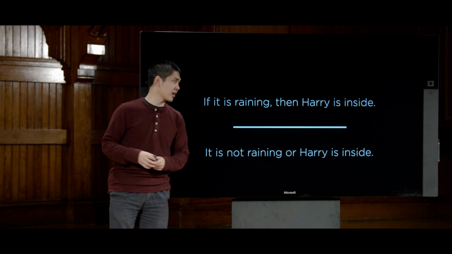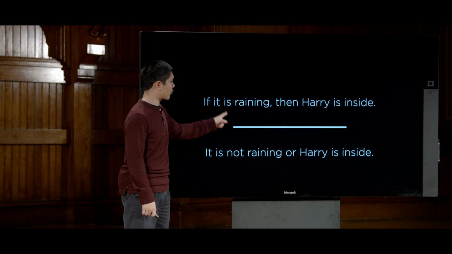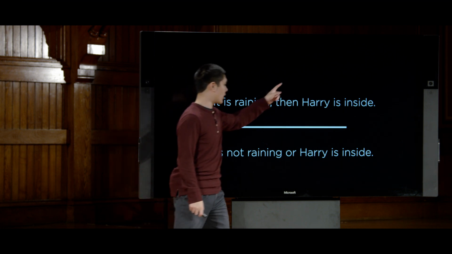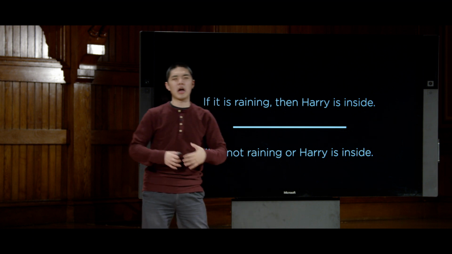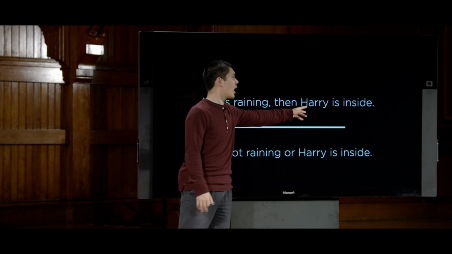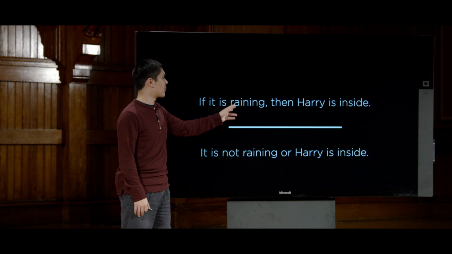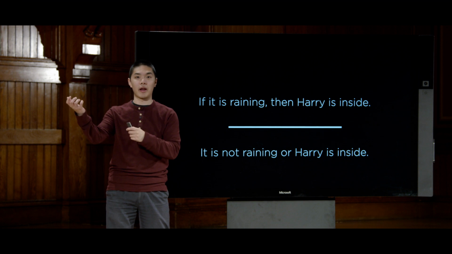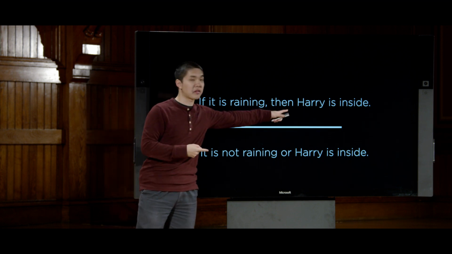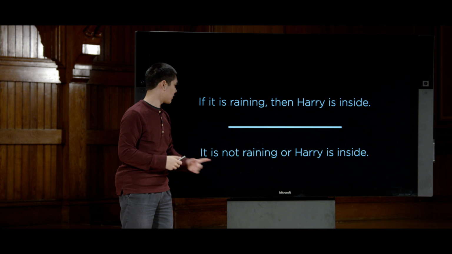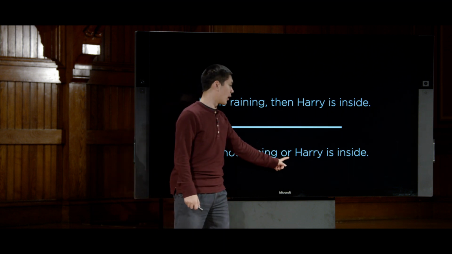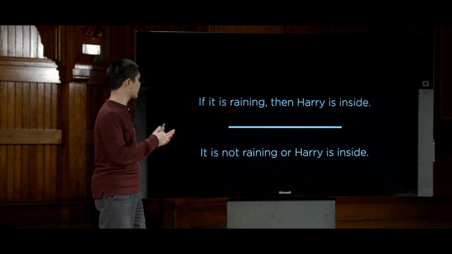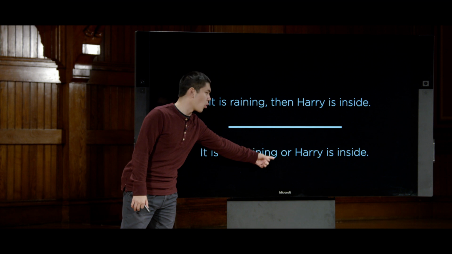Now this one's trickier, so let's think about it a little bit. This first premise here, if it is raining, then Harry is inside, is saying that if I know that it is raining, then Harry must be inside. So what is the other possible case? Well, if Harry is not inside, then I know that it must not be raining. So one of those two situations must be true. Either it's not raining, or it is raining, in which case Harry is inside. So the conclusion I can draw is either it is not raining, or it is raining, so therefore Harry is inside. And so this is a way to translate if-then statements into or statements.